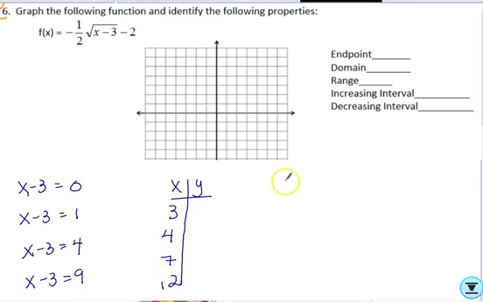All right, let's evaluate. -1/2, square root of 0, minus 2. That's 0 minus 2. The 4, when I substituted in the 4, that came from here.